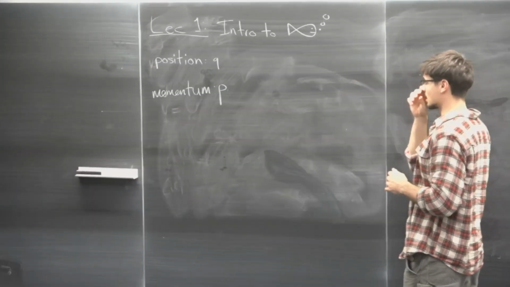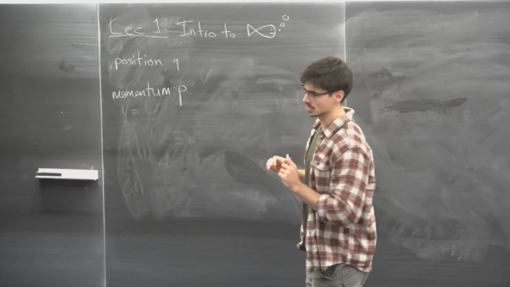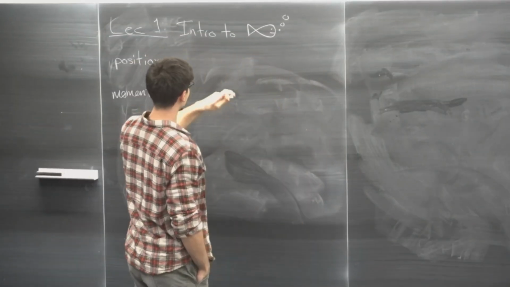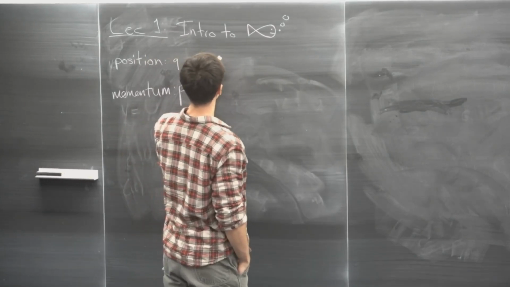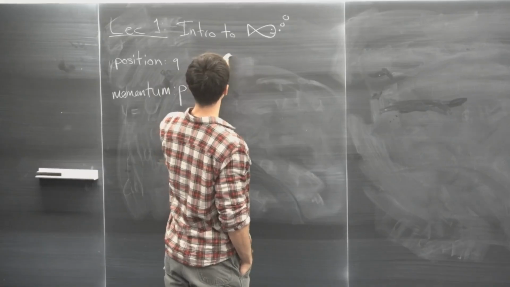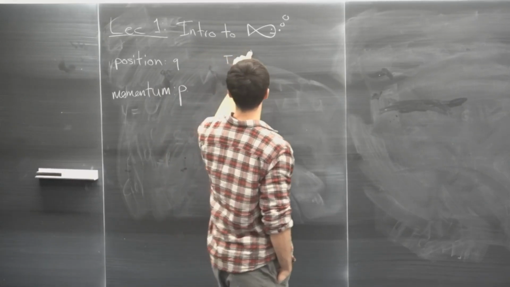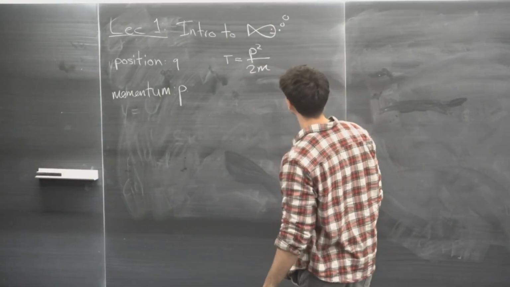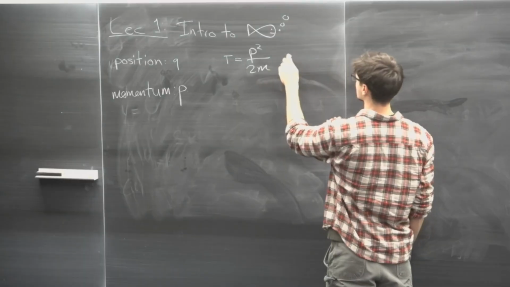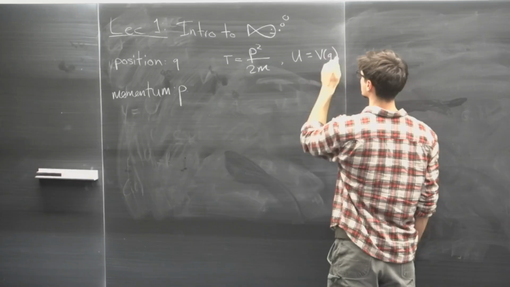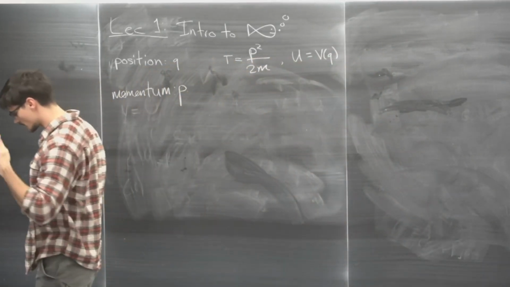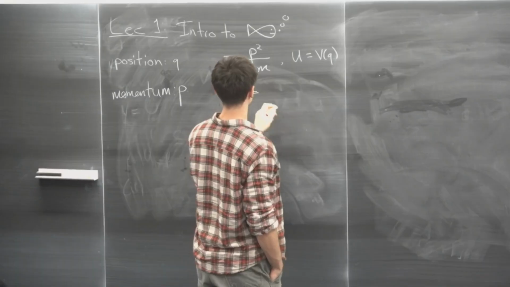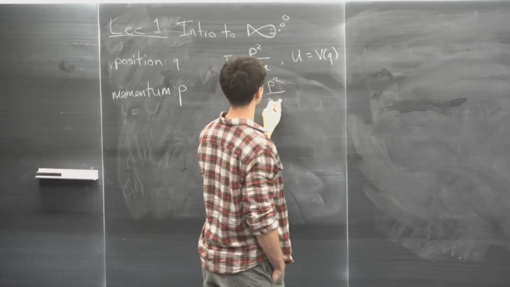With the position and momentum of a specific particle, we have some associated quantities. These quantities being the kinetic energy and the potential energy. The kinetic energy, T, is P squared over 2m. And the potential, U, is just some function of the position. And with these two quantities, we create the Hamiltonian. The Hamiltonian, normally just denoted as T plus U, so directly as P squared over 2m plus V of Q.